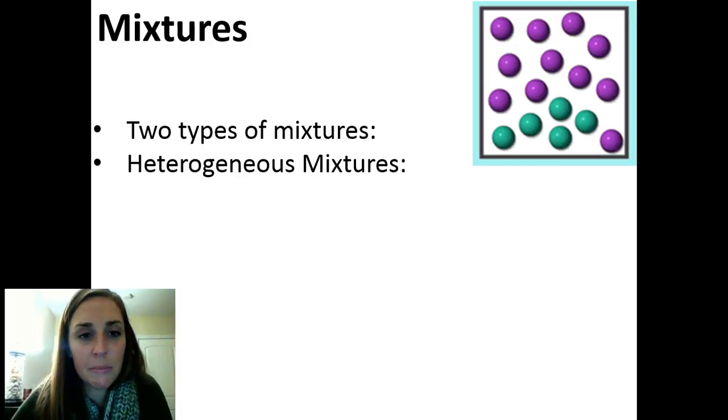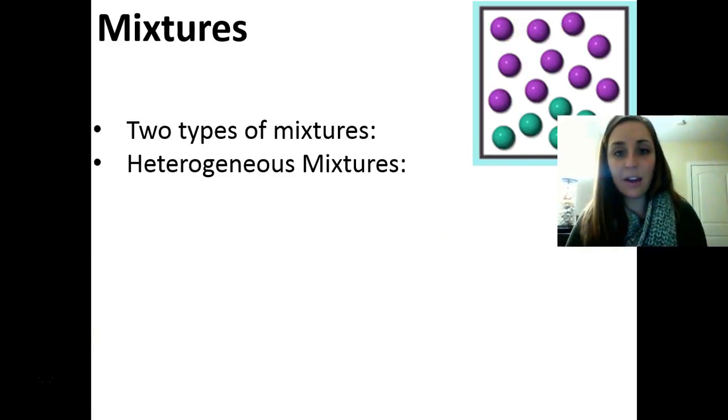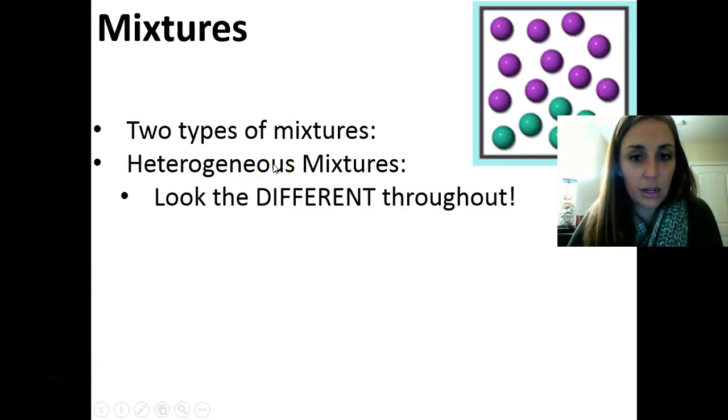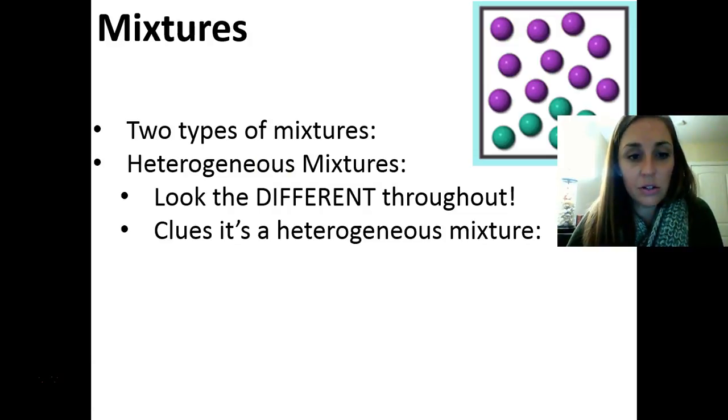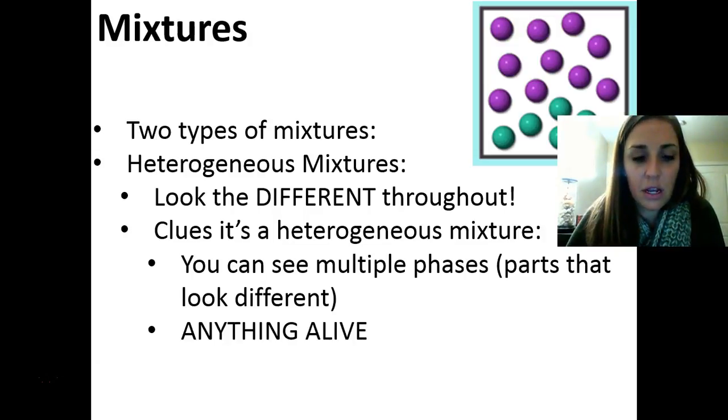Okay, so what's the other type of mixture? It's going to be a heterogeneous mixture. So hetero means different. So it's a mixture that looks different throughout. Here are some clues. If you can see multiple phases, as soon as you see multiple phases, you know that it looks different.